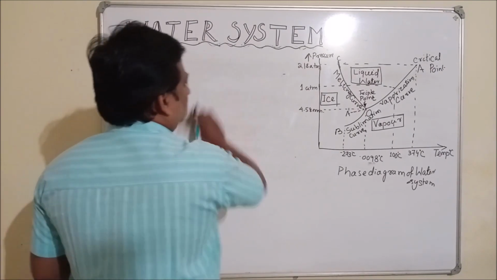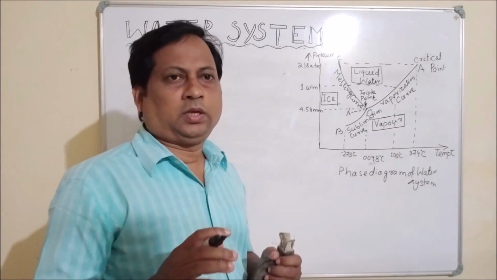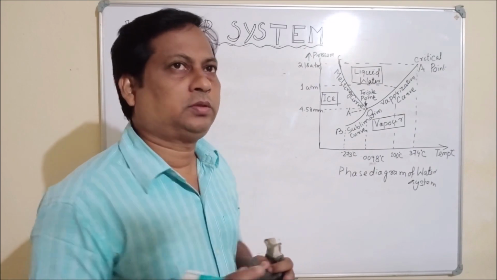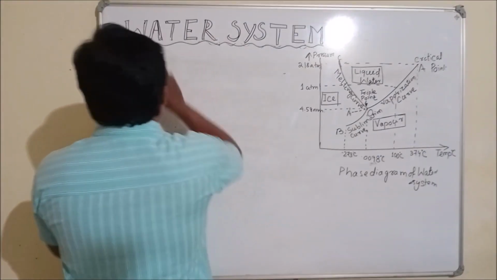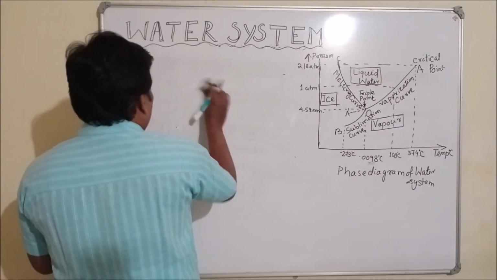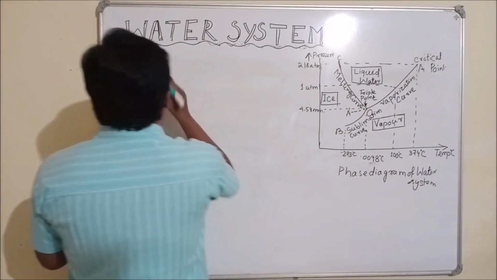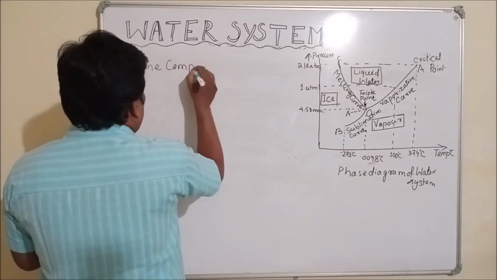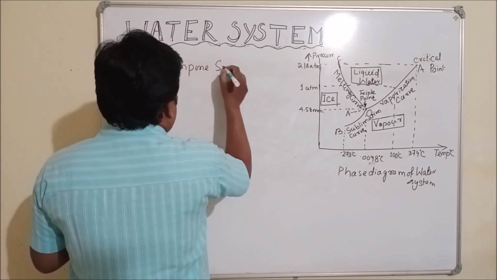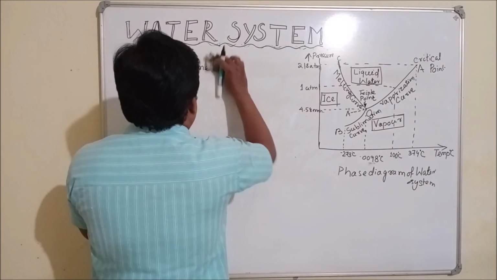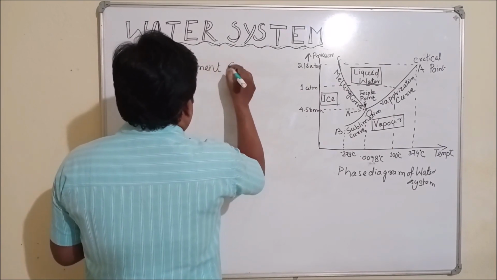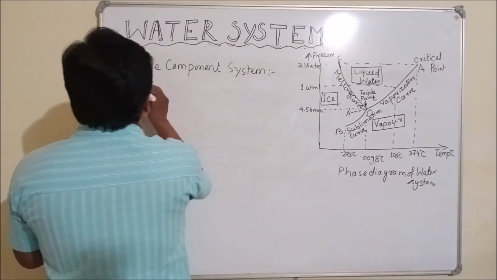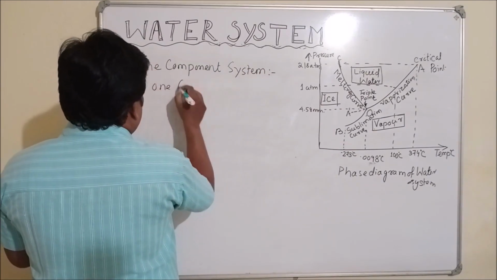The water system can be a one component system, because in all the three phases it has only one component. So what is a one component system?